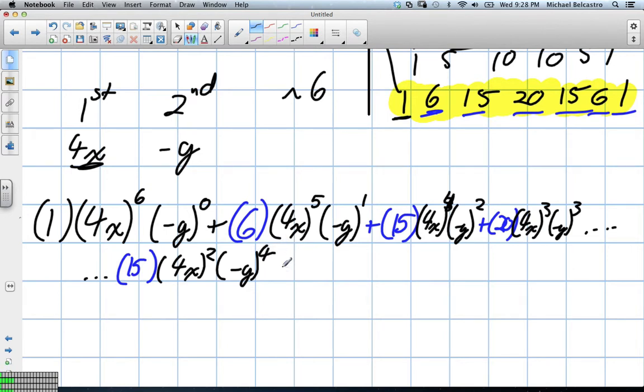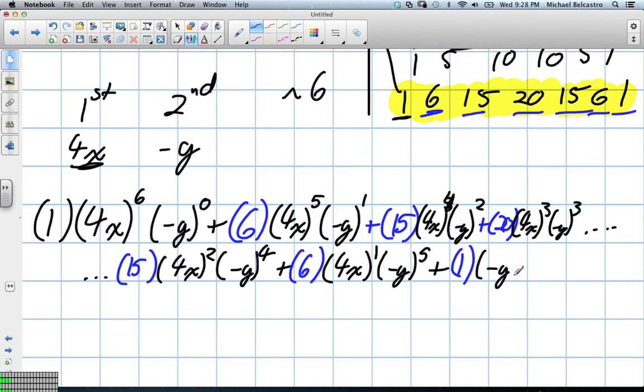Good. So then it's add 6. Yep, good. Times 4x to the power of 1. Yep. So you don't actually have to write it in. Yeah, that's right. Times negative y to the power of 5. Uh-huh. And then plus 1 times negative y to the power of 6. Good. We don't have to really write in the 0, right? Power of 6. Okay. So now with that being said, we actually have to find out what that exponent is.